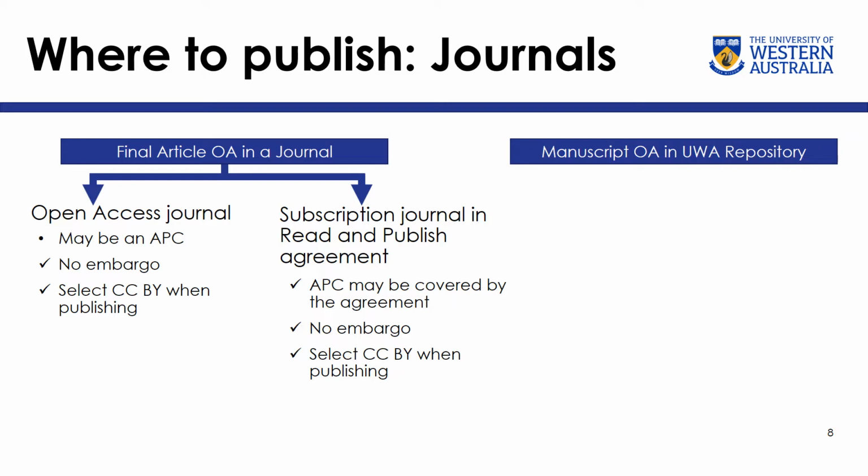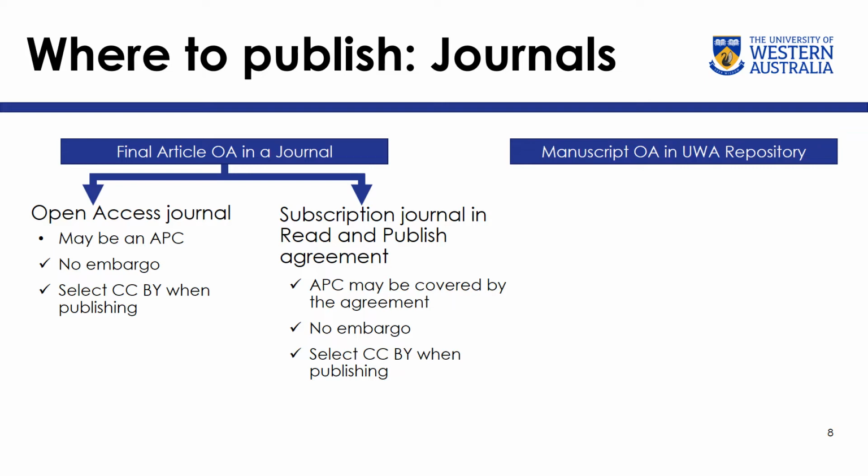The first two options involve open access publishing in journals. Publishing in a full open access journal is of course compliant with the NHMRC's policy, as long as authors apply a CC BY license to the paper.